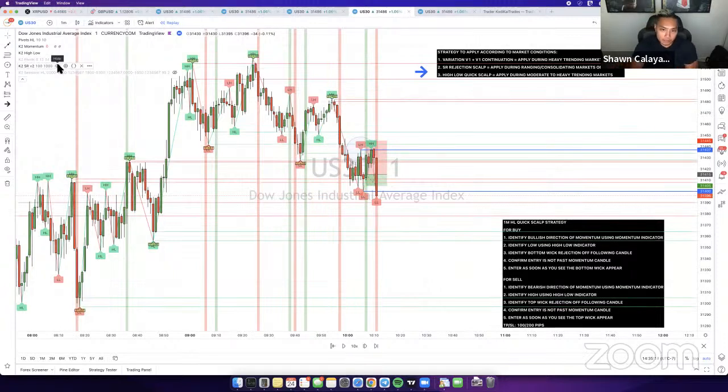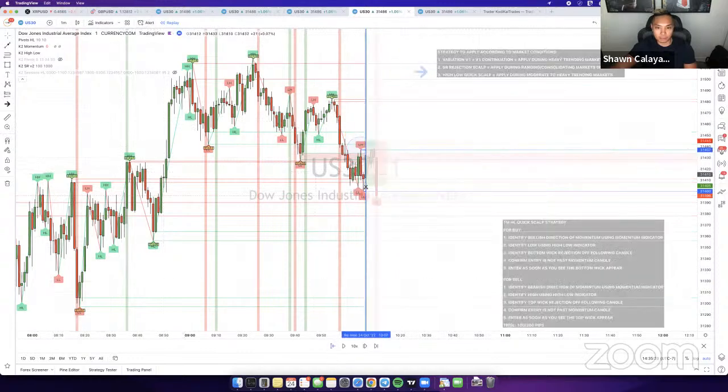All right, so for this specific entry right here, you actually would have an SR rejection scalp. So even though this does fall under a high-low quick scalp, it's also an SR rejection scalp. So that's kind of why I was thinking about it, if that was the entry. So for example, right here, except you would get in at the proper entry. Entry would actually be the same candle, but it does align.